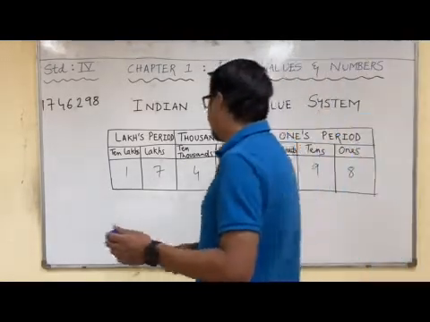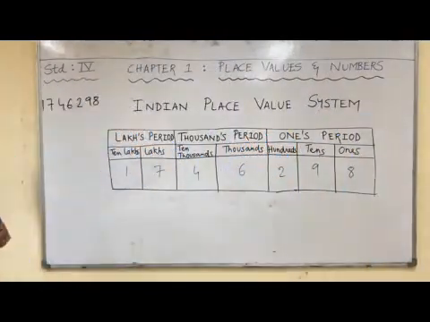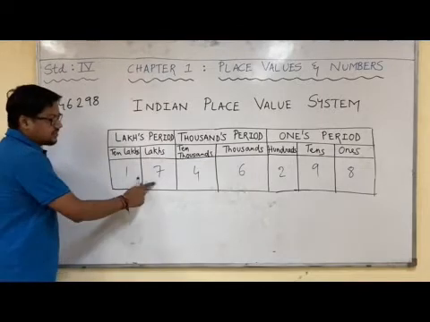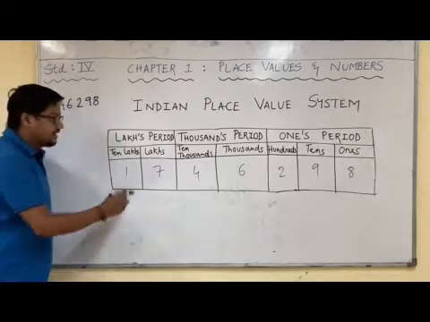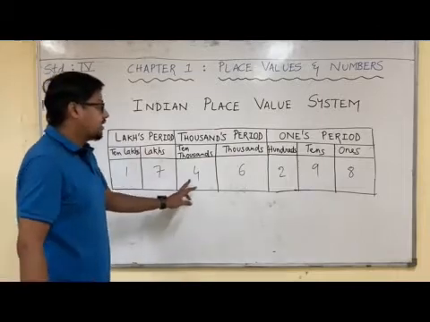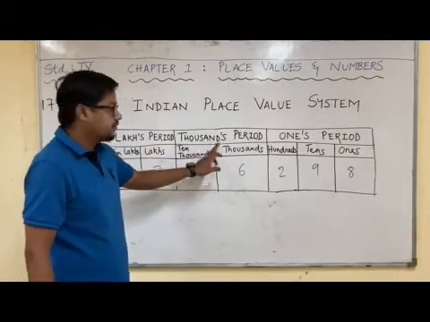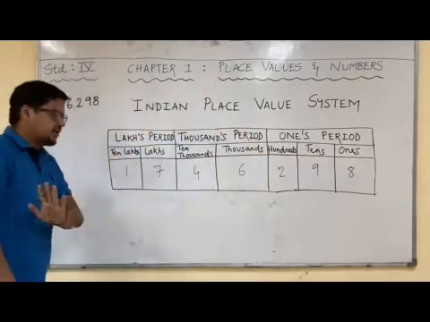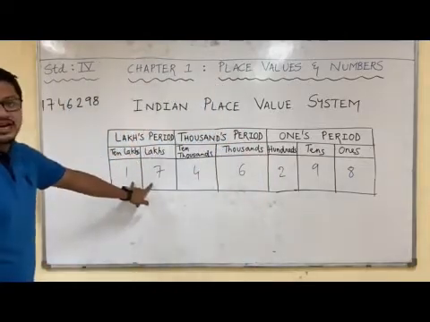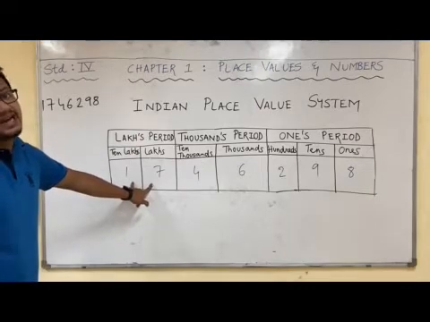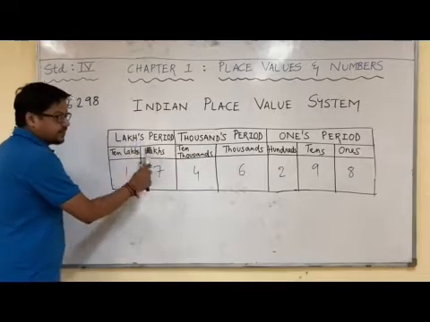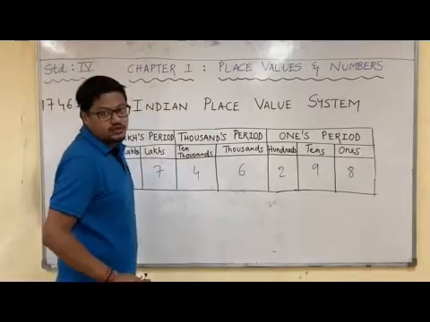Now we have to write the number name also. First understand what is the method to write the number name. 17 is in which place? Lakhs. Correct? So 17 we pronounce as 17 lakhs. Then 46,298. Now let us repeat once more. These two numbers are in which period? Lakhs period. So we pronounce 17 lakhs. These two numbers are in which period? Thousands period.